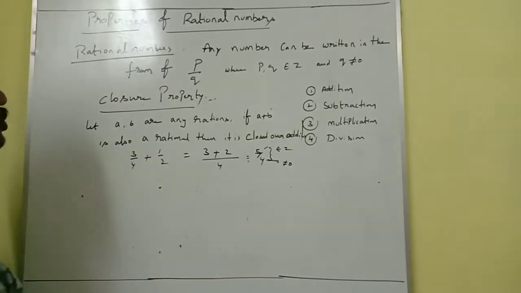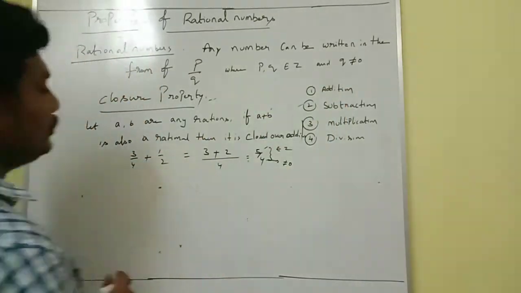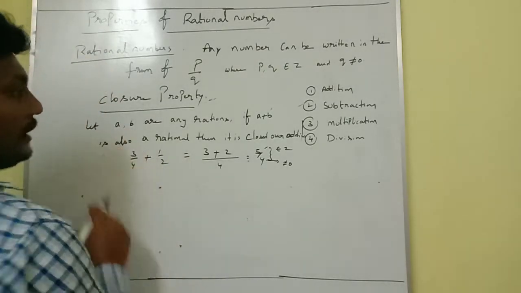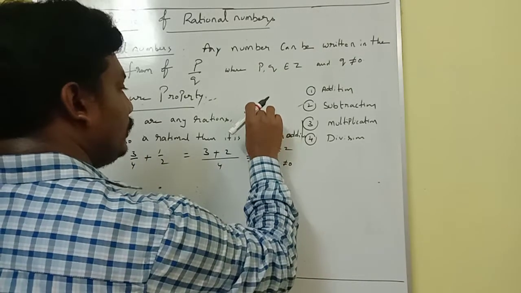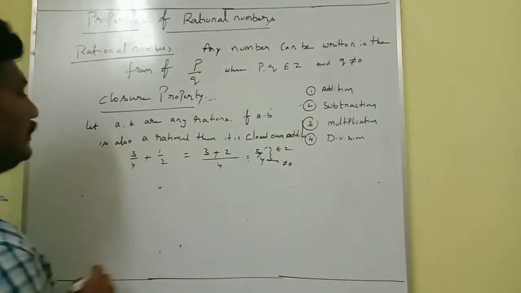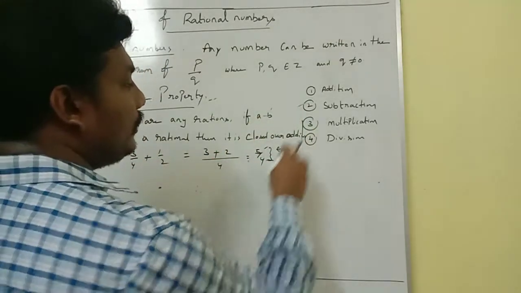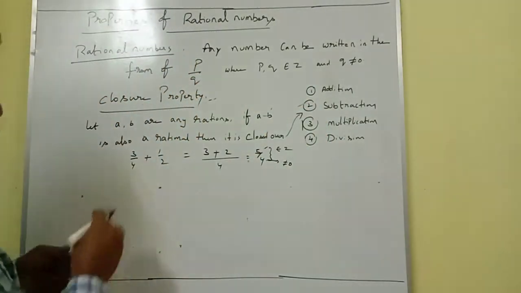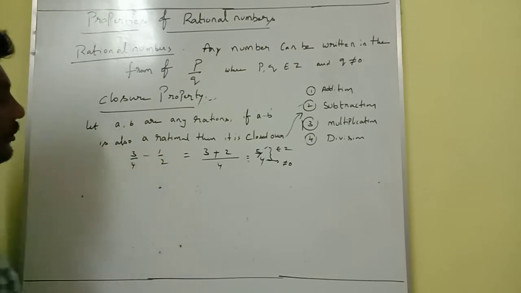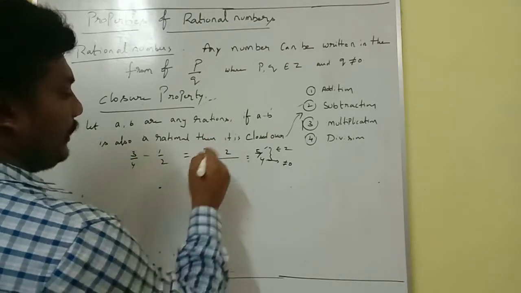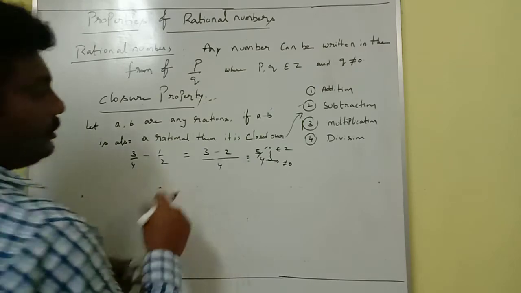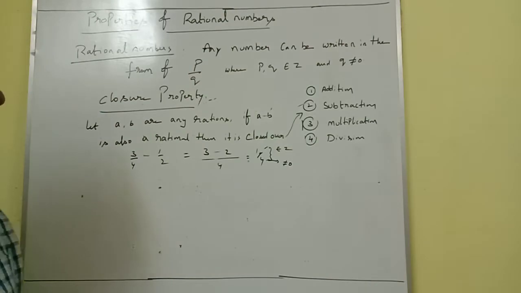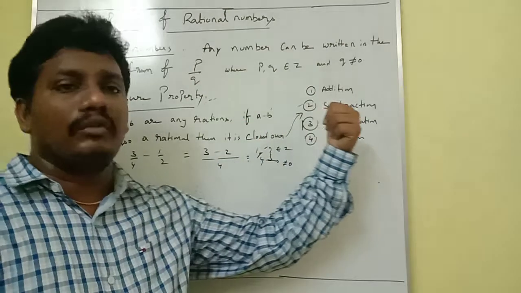Then coming to the closure property over subtraction. If you subtract any two rational numbers, then in this place you should take minus. If the result is also rational, it is closed over subtraction. So 3 by 4 minus 2 by 4 is 3 minus 2 by 4, which becomes 1 by 4. Yes, it is also closed over subtraction.